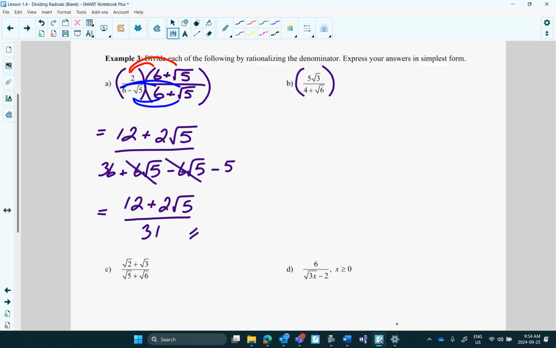What would you multiply the top and bottom of this one by to rationalize the denominator, as in turn the denominator into a rational number? 4 minus 6. The conjugate, same terms, opposite signs. And you do the exact same thing to the top. Go ahead and do those multiplications.